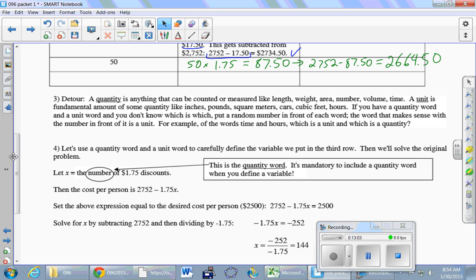So it says if you're not sure which is which, you put a number in front of each word, and the word that makes sense with that number is the unit. So let's make up a number like 5. And we will say 5 time versus 5 hours. Which one makes sense? 5 hours, which means hours must be that unit word, right? Hours is the unit word, because, for example, 5 hours makes sense. So by process of elimination, the other word is the quantity word.